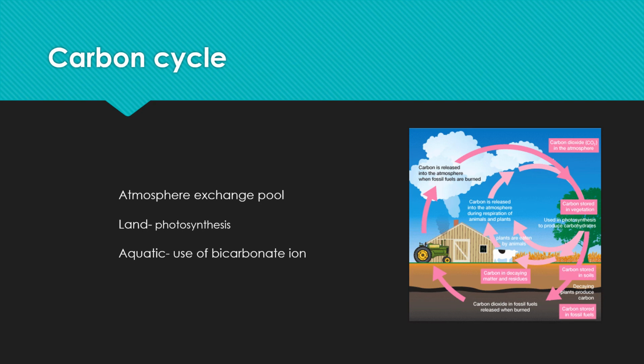On land, plants take carbon dioxide for photosynthesis. That CO2 is put together into nutrients, and then it's respired back into the atmosphere. Aquatically, CO2 in the air is going to combine with water, and then it makes this thing called a bicarbonate ion. And this bicarbonate ion, which is HCO3, is a huge source of carbon for algae, which is part of the food web.